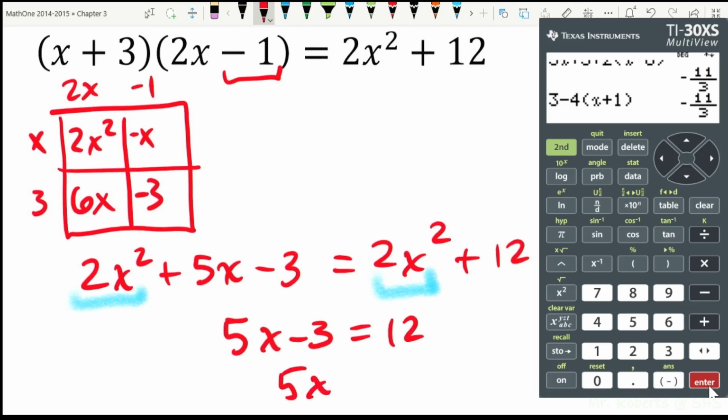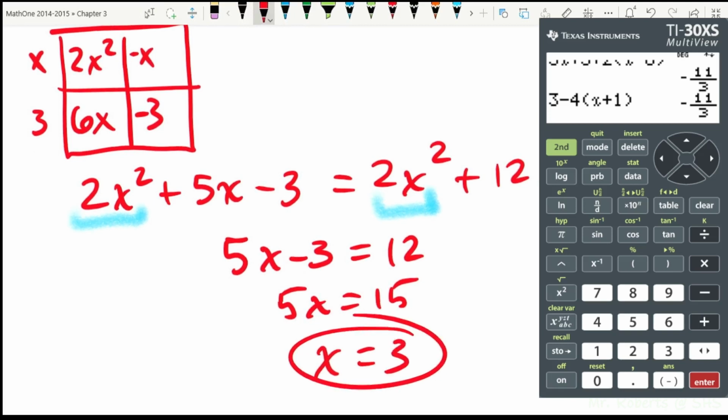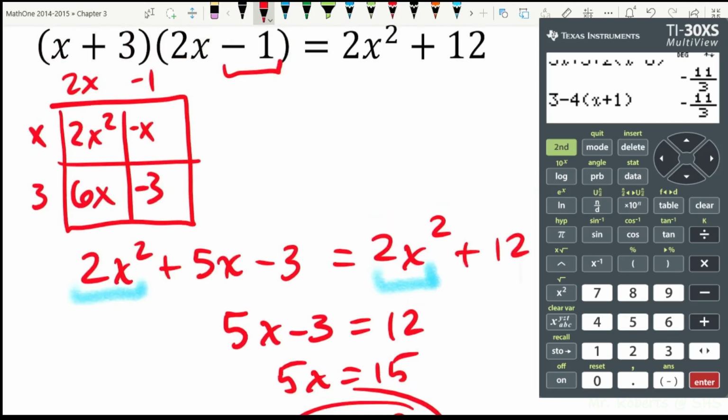Therefore, 5x is 15. And I believe x should be 15 fifths. X should be 15 fifths. 15 over 5, 15 fifths. It should be 3. So again, it says verify that this is indeed a solution.